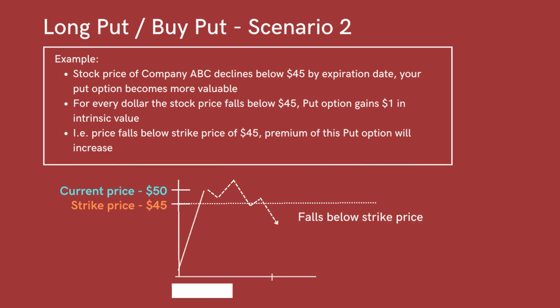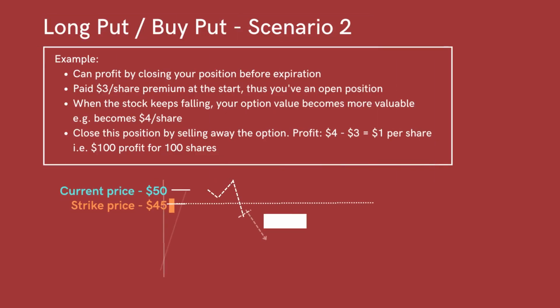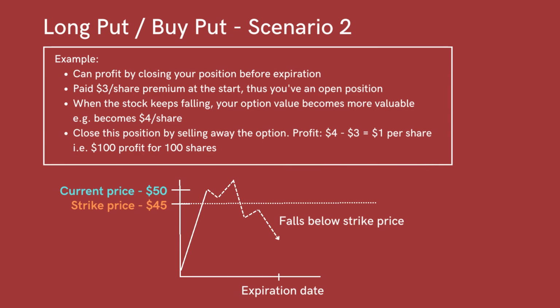Scenario 2. If the stock price of company ABC declines below $45 by the expiration date, your put option becomes more valuable. Basically, for every dollar the stock price falls below $45, your put option will gain $1 in intrinsic value. Too difficult to understand? A simple explanation would be, as the price falls below the strike price of $45, the premium of this option will increase. From here, you can get some profit by closing your position before expiration.